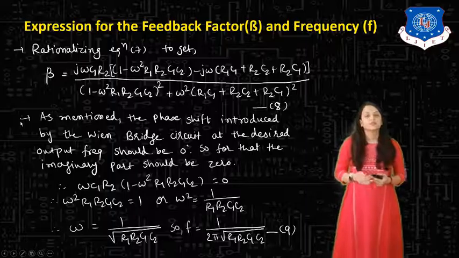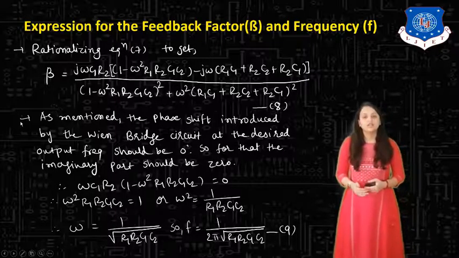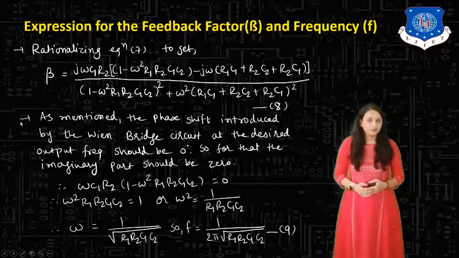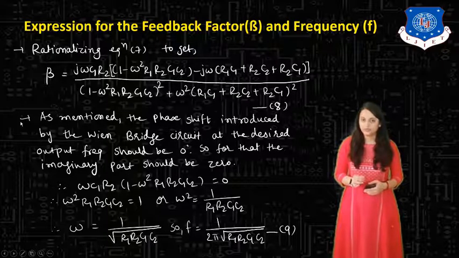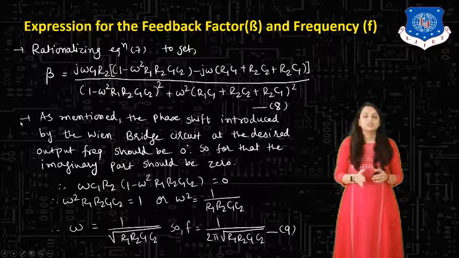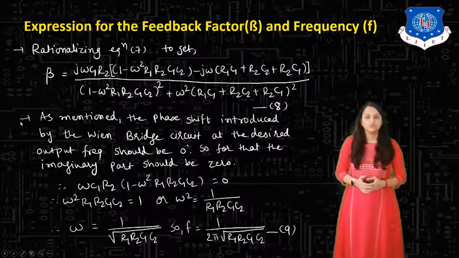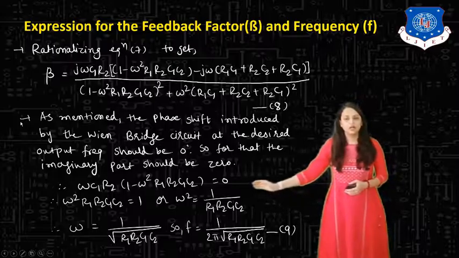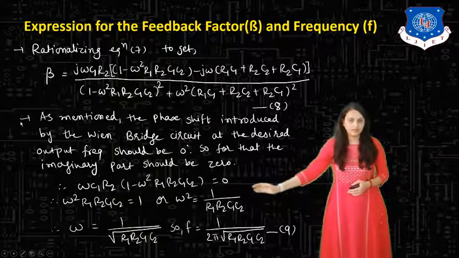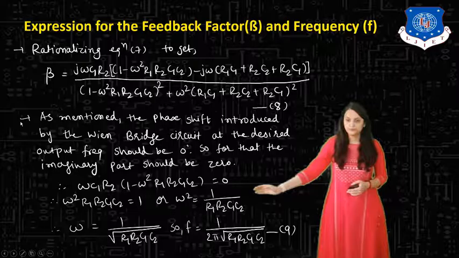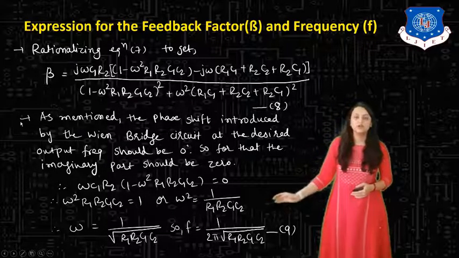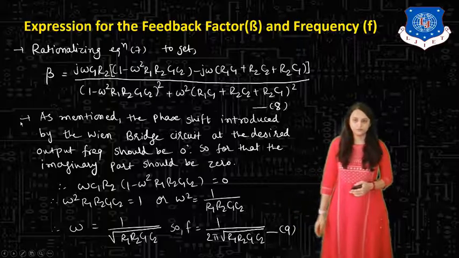Now, as mentioned, the phase shift introduced by the Wien bridge circuit at the desired output frequency should be 0 degree. So for that, the imaginary part should be 0. In this imaginary part, if we take 0, we will have omega C1 R2 into 1 minus omega square R1 R2 C1 C2, that is equal to 0. So we will have the condition omega square should be equal to 1 by R1 R2 C1 C2.